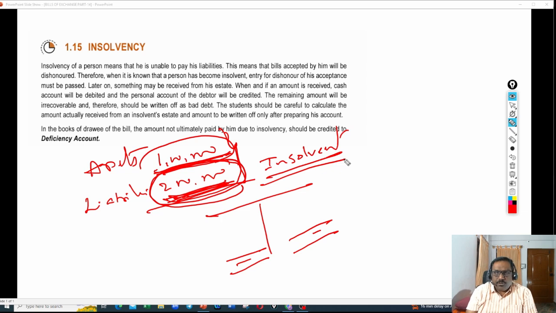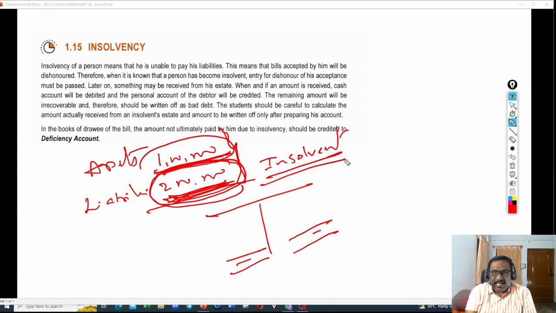This person will legally approach and say, I'm sorry, I'm not in a position to pay my liabilities, so declare me as insolvent. They will file a bankruptcy case, saying that my assets are not sufficient to pay my liabilities, hence I'm declaring myself insolvent. So, when do we call a person insolvent? If his liabilities are more than assets and he is not in a position to pay those liabilities, that is when we treat that person as bankrupt or insolvent.